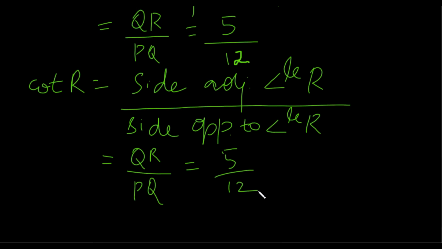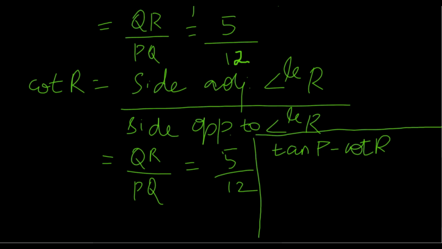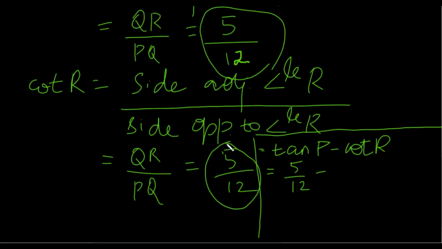So now, as we know, the equation which is provided is tan P minus cot R. Now let's substitute our values in the equation. So tan P minus cot R is equal to, since we know tan P is 5 divided by 12, let's write it in the equation. And cot R, as we know, is 5 divided by 12. So if we subtract both the terms, we get the answer that is equal to 0.